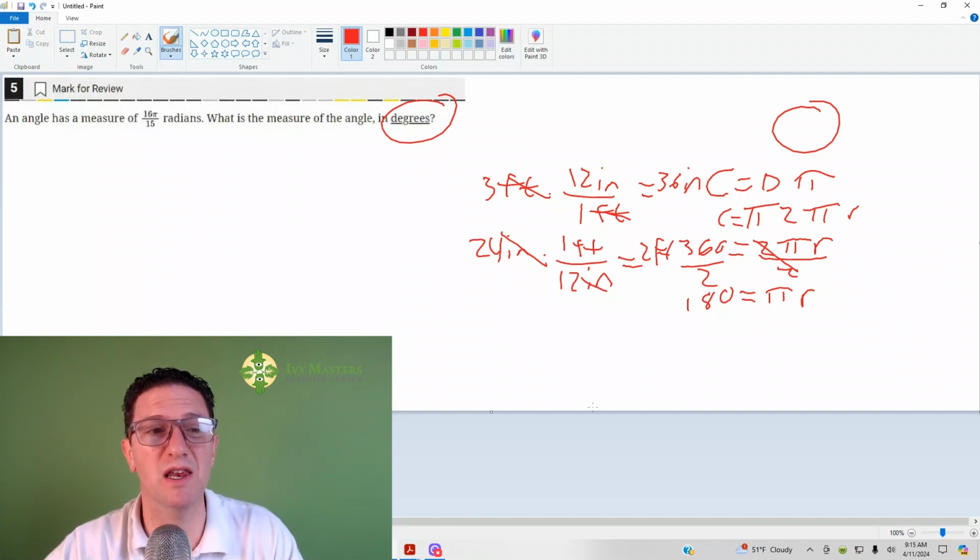Just memorize it and make sure you know when to apply it whenever you're converting radians to degrees or degrees to radians.